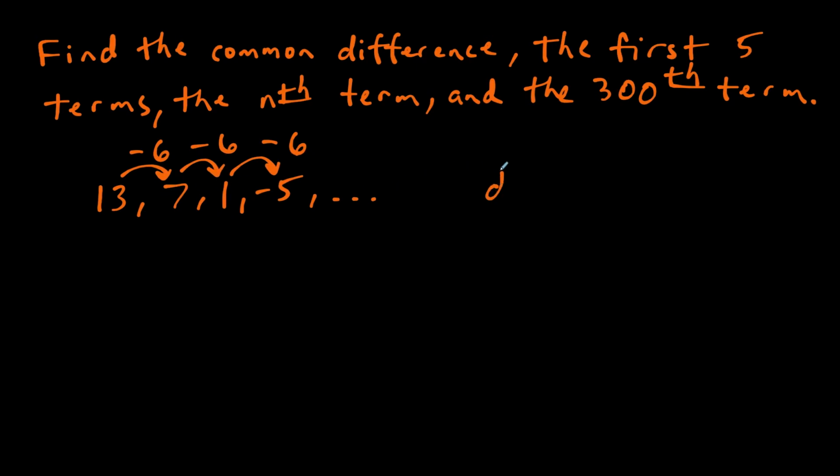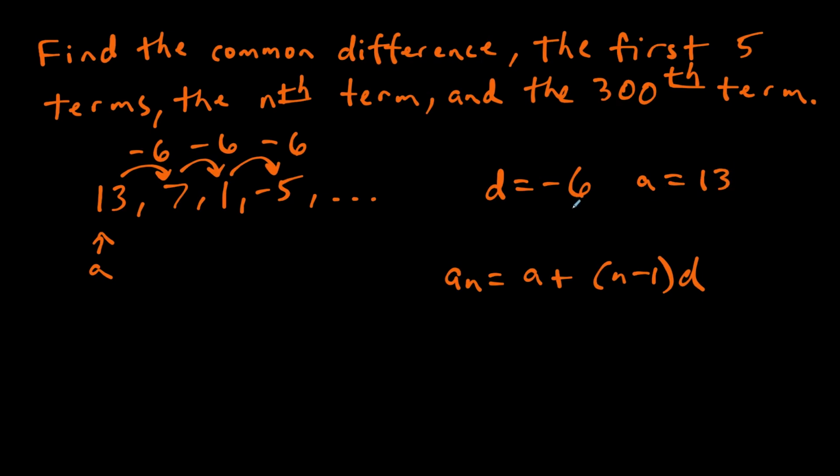So d equals -6 definitely checks out. So what we also have to identify in our formula, we have a plus n minus 1 times d, the common difference we just found, but we also have to identify a, which is the first term. So I could say here that a is equal to 13.